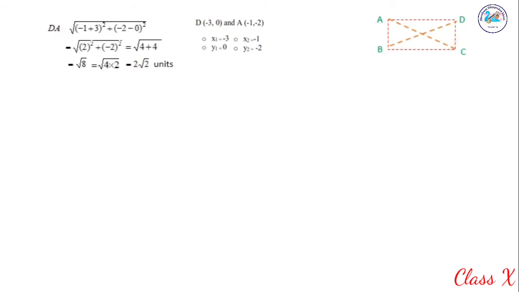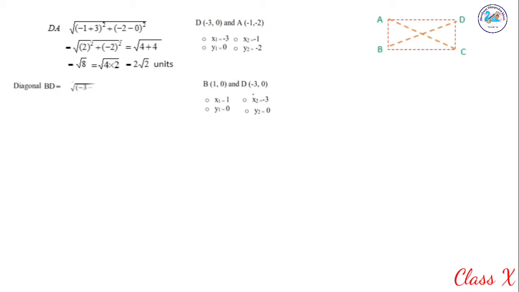Now we have to move on to the diagonals BD and AC. So first of all we will calculate the length of BD, diagonal BD. That is, we have to write down the points B 1, 0 and D minus 3, 0. As before, x1, y1, x2, y2, we have just copied down from the points. Using the distance formula, we can calculate the length of the diagonal BD.